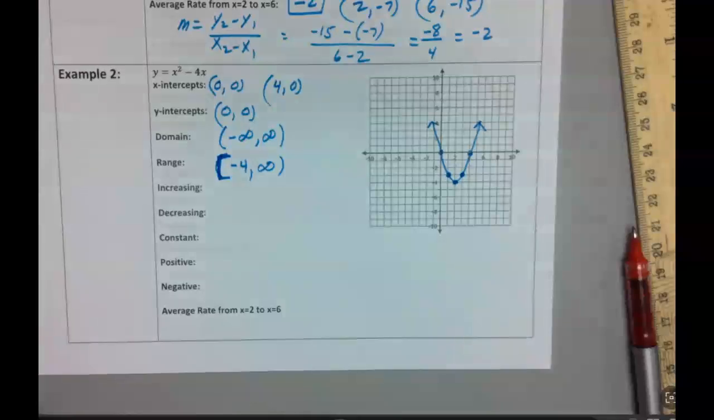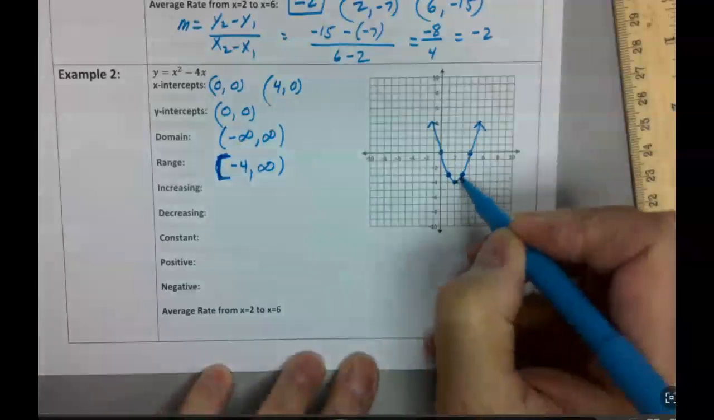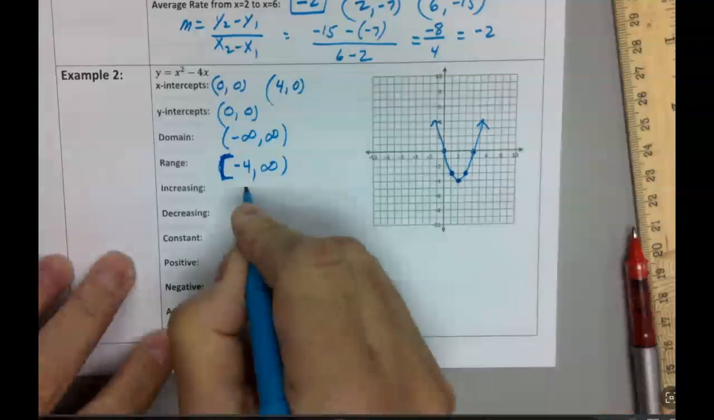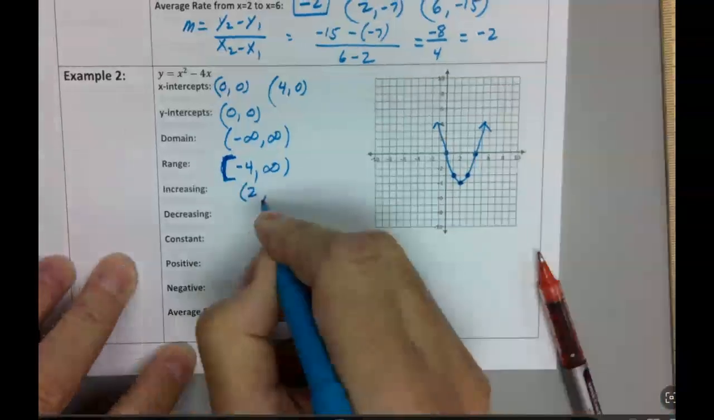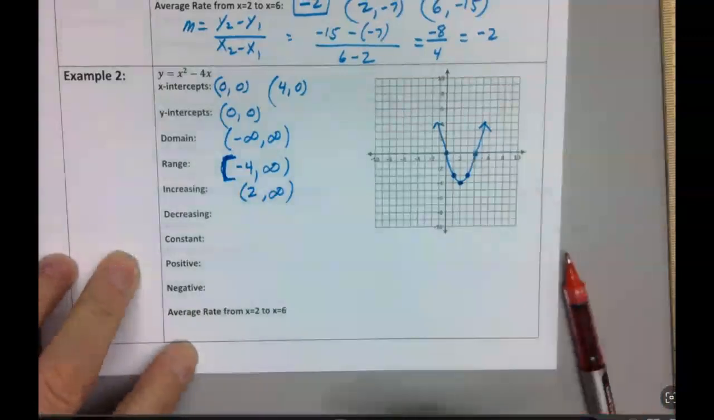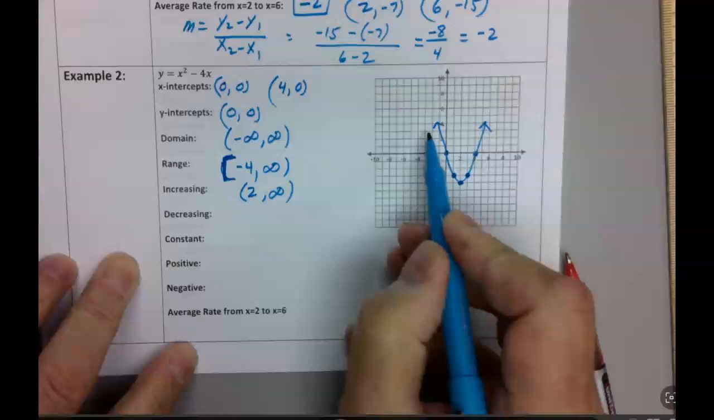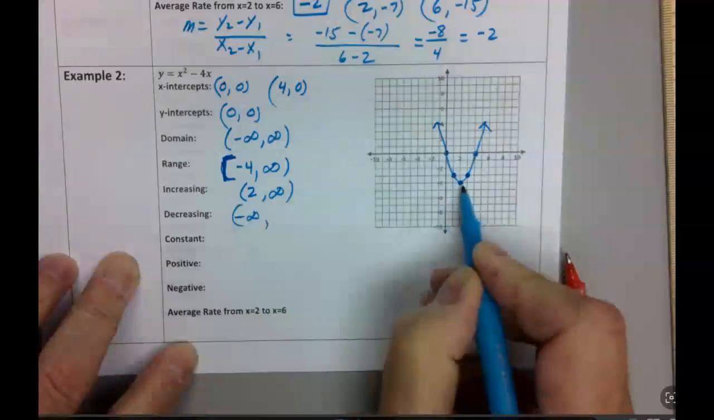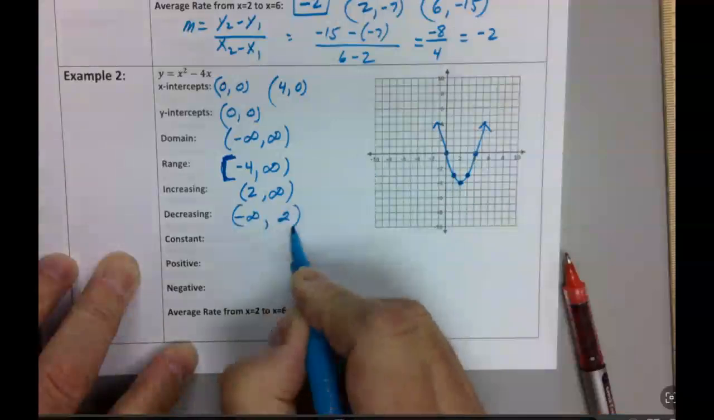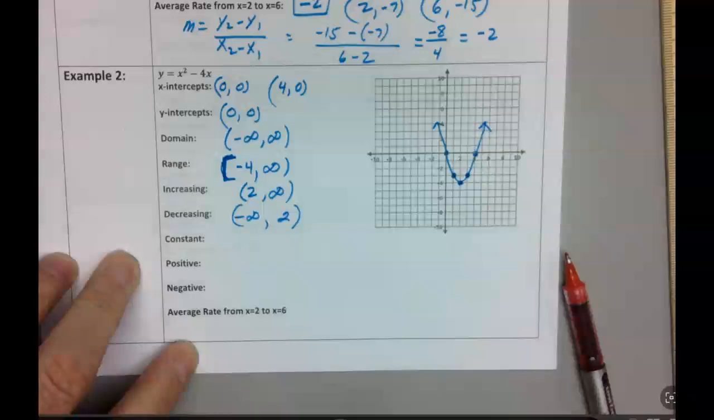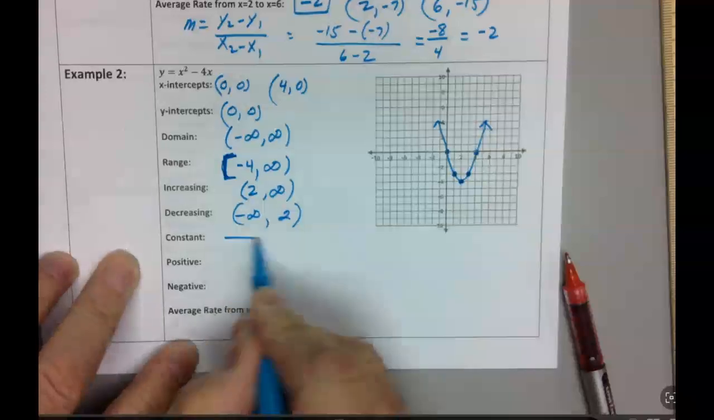All right, now, increasing. It's increasing from here going this way. So what is x for that? So it's increasing from 2 to positive infinity, going that way, and it's decreasing from negative infinity to 2. So it's going down to 2, then it's going back up. And there's no constant here, correct?